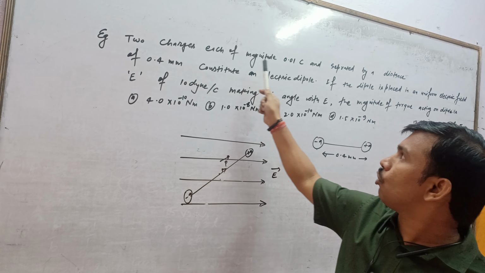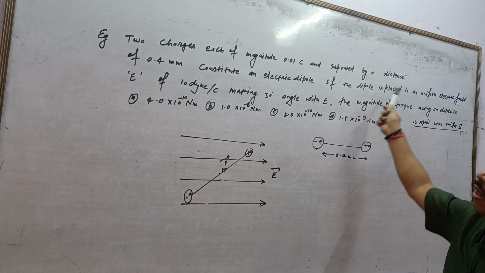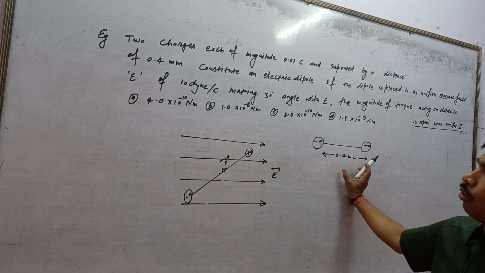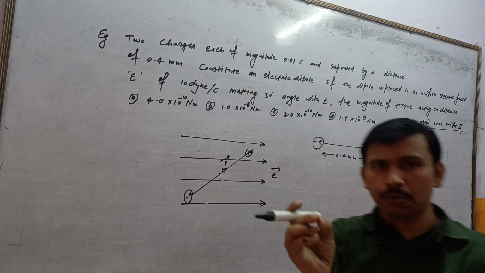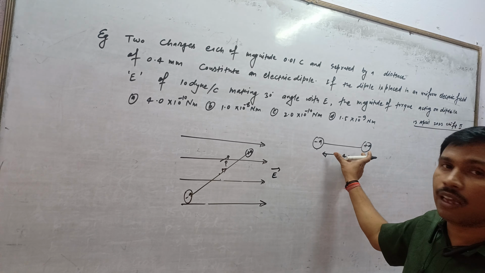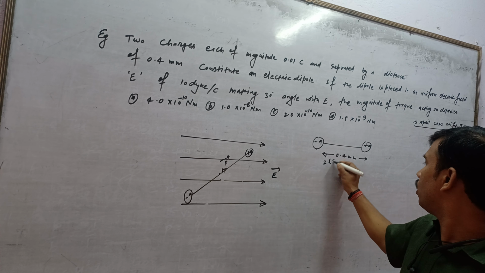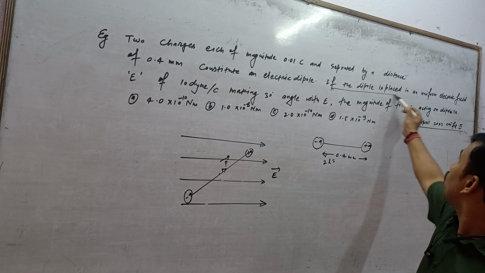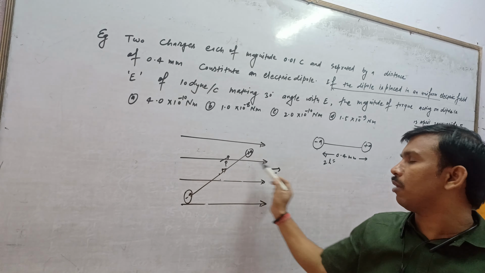Two charges, each of magnitude 0.01 coulomb, are separated by a distance of 0.4 millimeter. The charges of the dipole are separated by 0.4 millimeter, and the separation between both charges of the electric dipole is called the dipole length. So we can say that it is given as dipole length, 2l, which is equal to 0.4 millimeter.